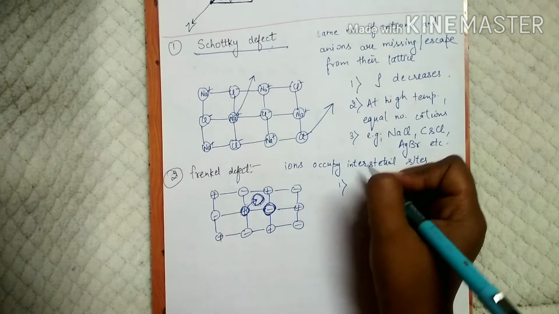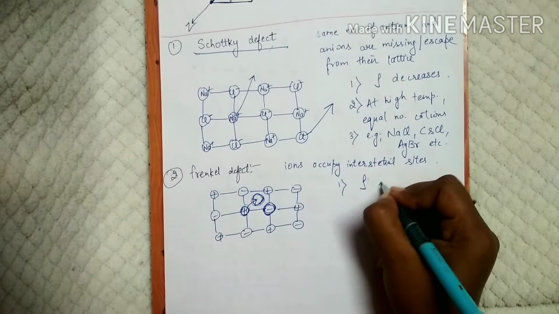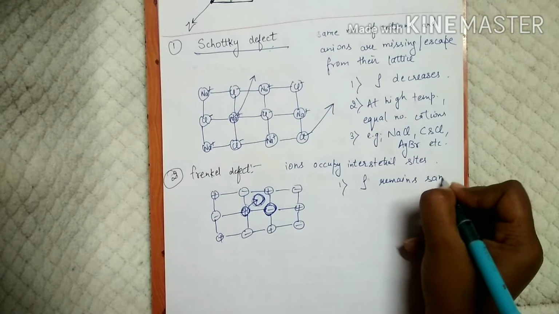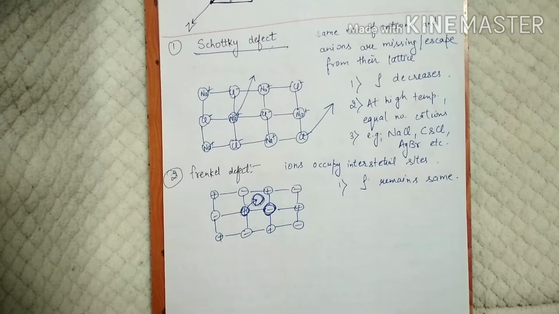So what are the characteristics? Density is going to remain the same. Why? Because neither the cation nor the anion is going to be missing out of the lattice. These are present in the lattice, but they are out of their positions only. So density is always going to remain the same.